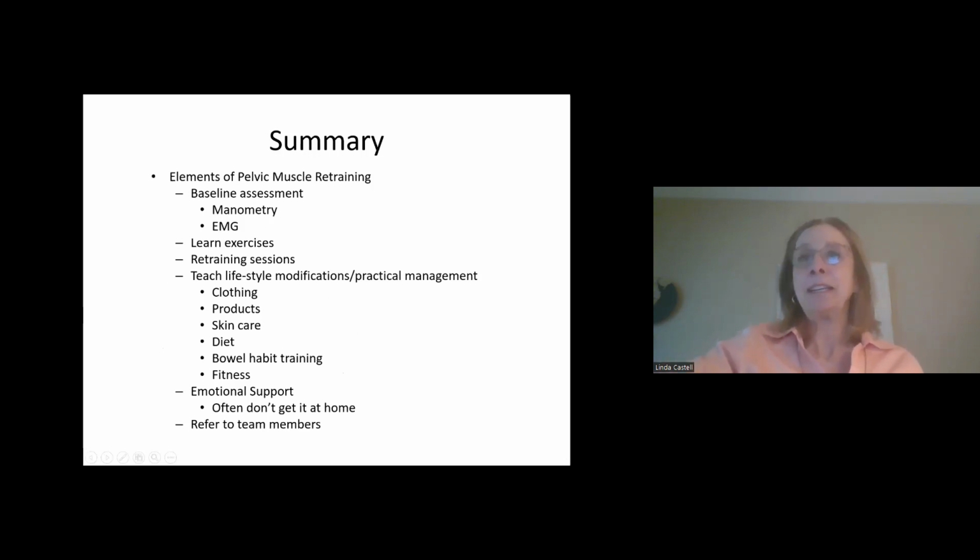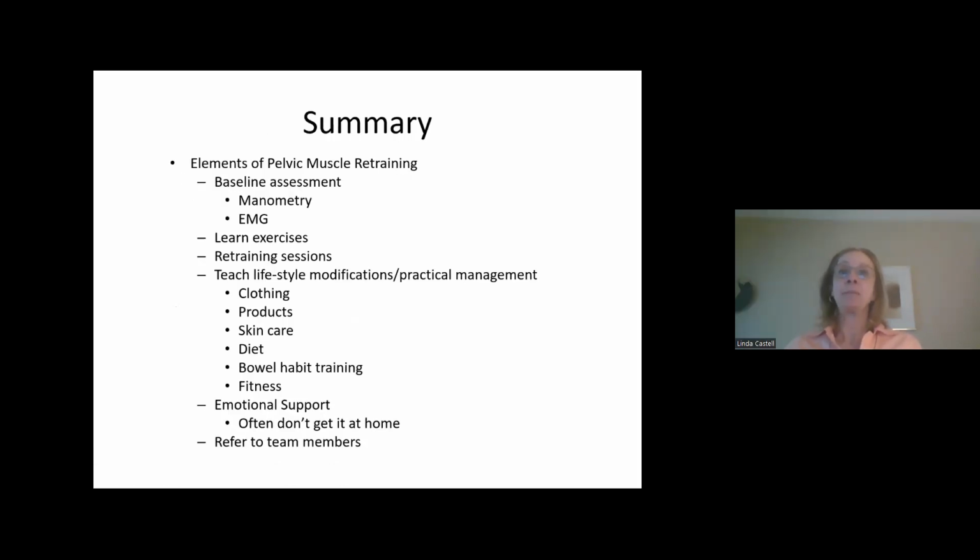Okay, so in summary, and again, we're just talking about fecal incontinence here. We're going to figure out what's wrong with our patients, what mechanism is deficient to cause their fecal incontinence. And we usually find that out by either manometry or doing an EMG study. We're going to teach our patients exercises to get those muscles stronger. We're also going to teach them some lifestyle modifications.